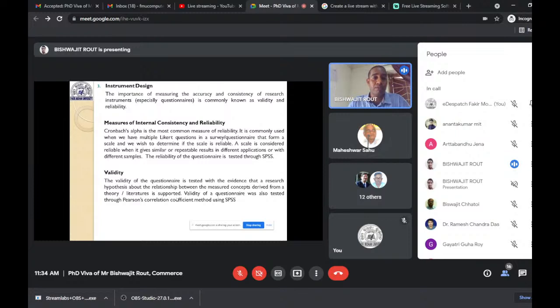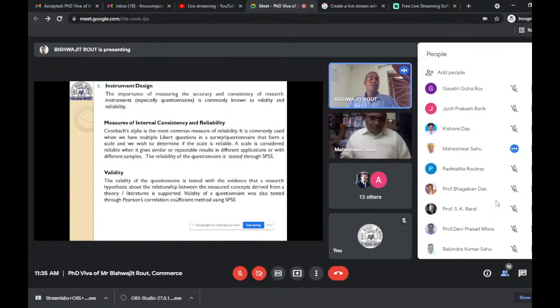It is commonly used when we have multiple Likert questions in the survey questionnaire that are from a scale, and we wish to determine if the scale is reliable. A scale is considered reliable when it gives similar and repeatable results in different applications or with different samples. The reliability of the questionnaire is tested through SPSS with Cronbach alpha.